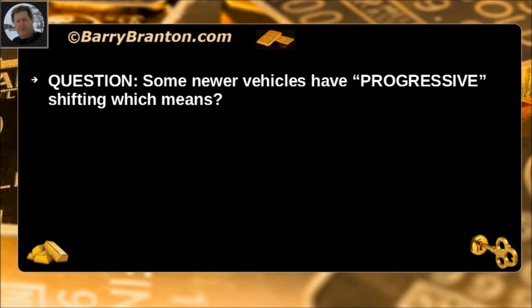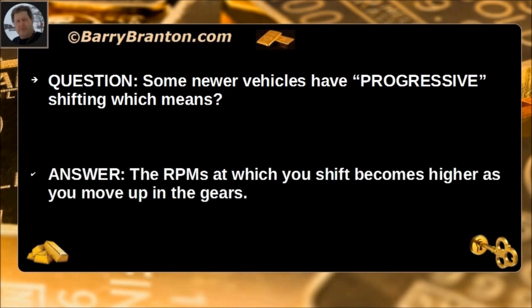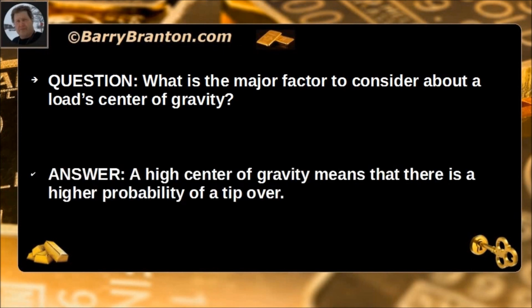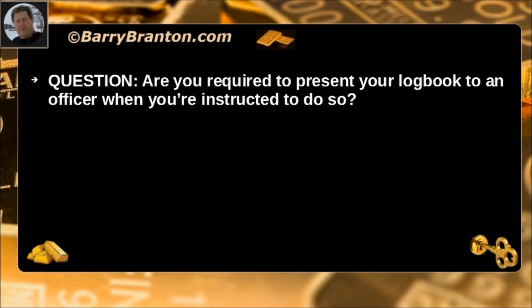Some newer vehicles have progressive shifting, which means the RPMs at which you shift become higher as you move up in the gears. What is the major factor to consider about a load's center of gravity? A high center of gravity means that there is a higher probability of a tip over. Are you required to present your logbook to an officer when you're instructed to do so? Yes.